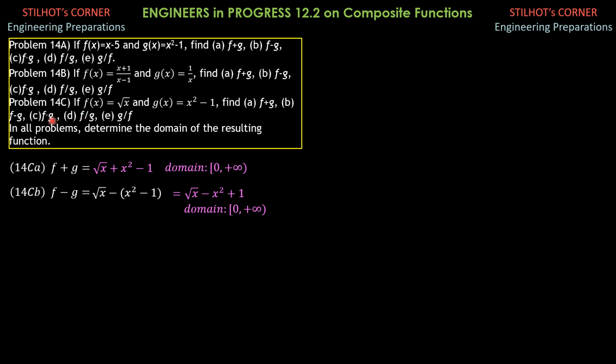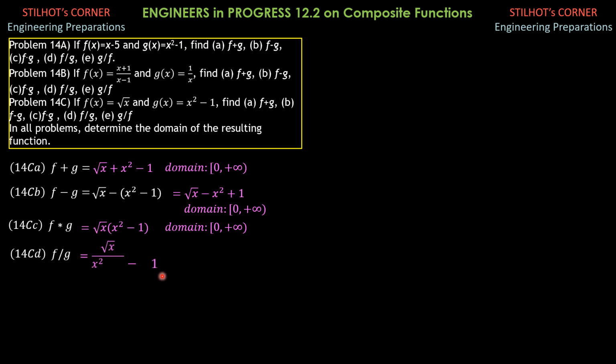14cc, f times g, that's the square root of x times (x squared minus 1). And we leave the answer that way. And since the other function has no restriction for its domain except for the first, the domain is the interval from 0 to positive infinity. It's the same.